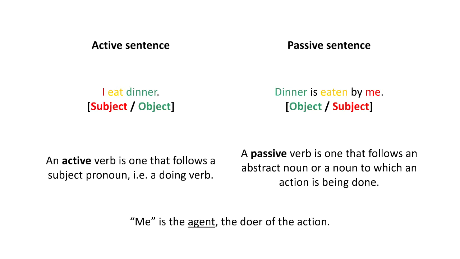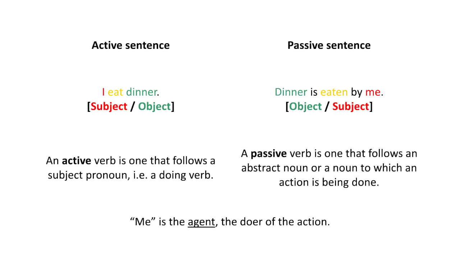Let's turn it into a passive sentence. Dinner comes first, which is the object. Then "is", we should put "is", because we need be forms. And the past participle, which is called the third form of the verbs. And then it's followed by, if necessary, "by" plus the real subject actually. It becomes the object, but here.